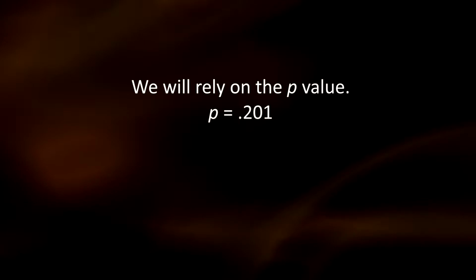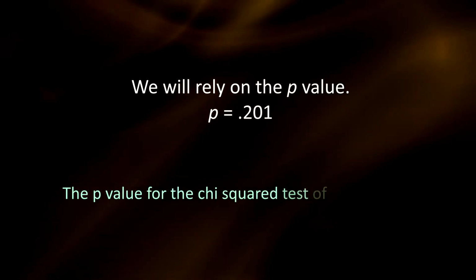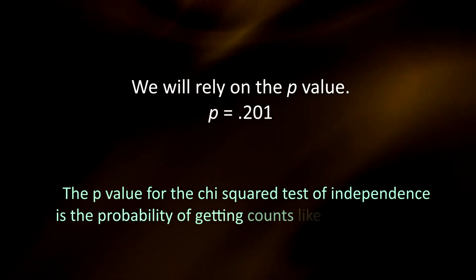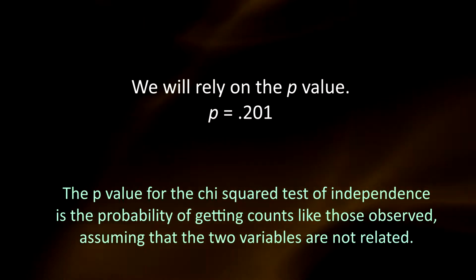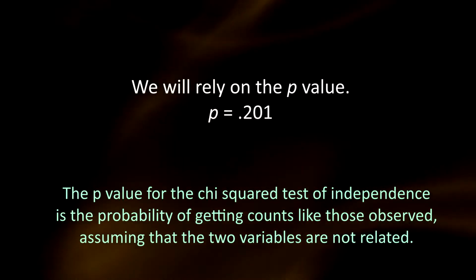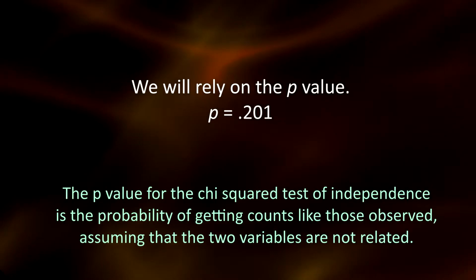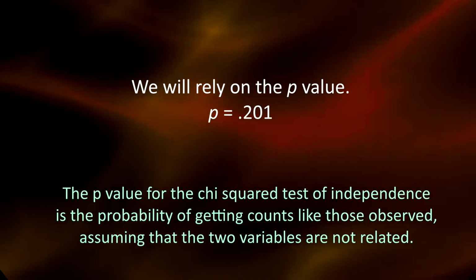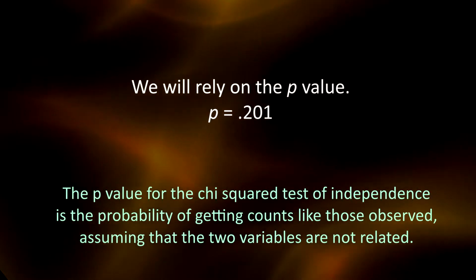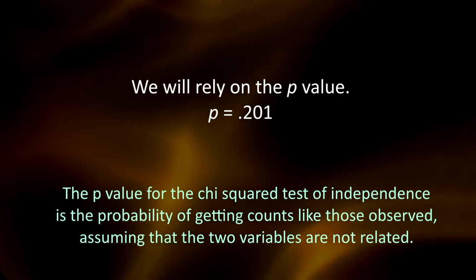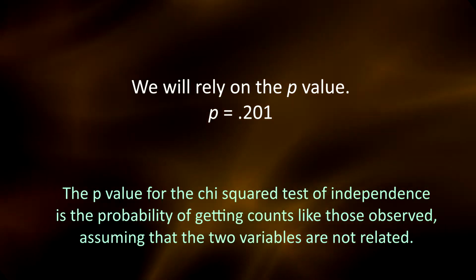The p-value for the chi-squared test of independence is the probability of getting counts like those observed assuming that the two variables are not related, which is what is claimed by the null hypothesis. The smaller the p-value, the more surprising it would be to get counts like we did if the null hypothesis were true. Technically, the p-value is the probability of observing a chi-square at least as large as the one observed.